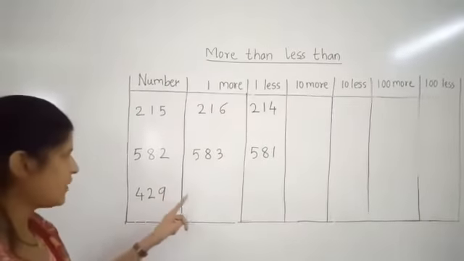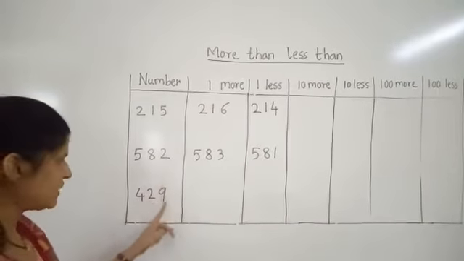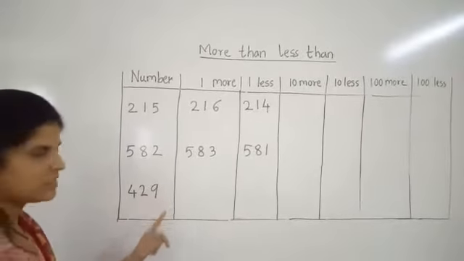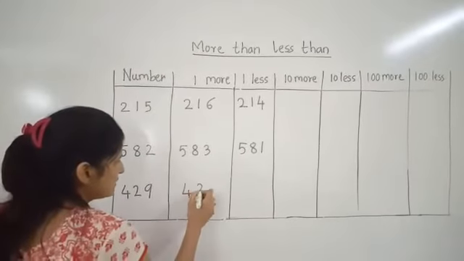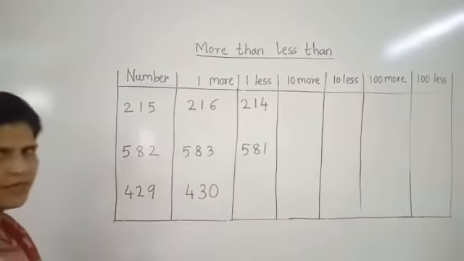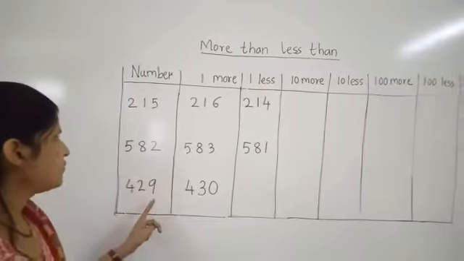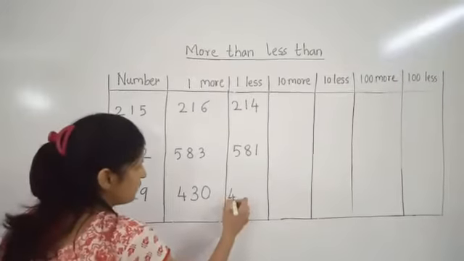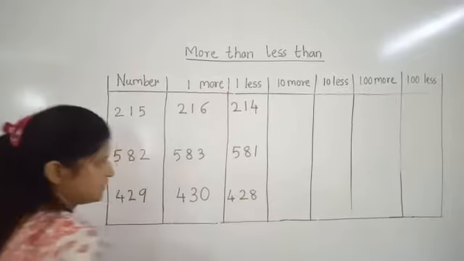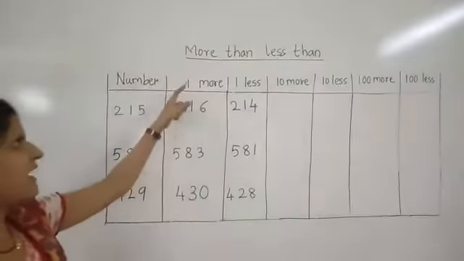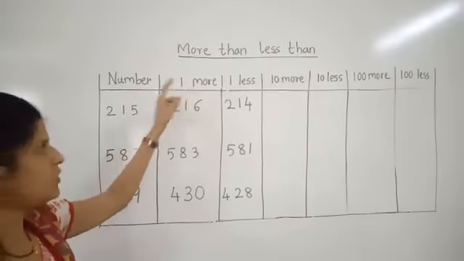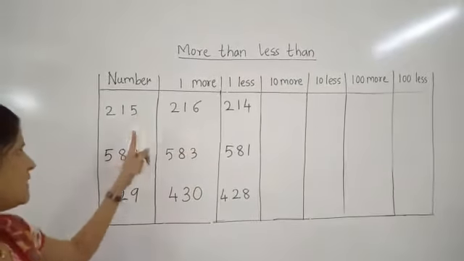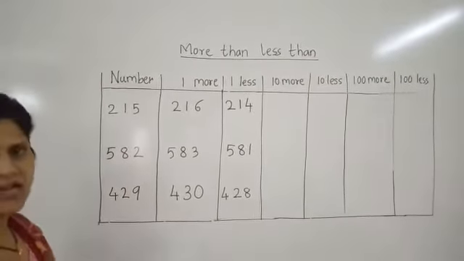Okay. Now the next number is 429. For 1 more you have to add 1 in the ones place. 429 plus 1, what will it be? 430. And 429, 1 less, that means minus 1 in the ones place, will be 428. Have you understood? You have to add 1 when there is 1 more in the ones place digit, and you have to subtract 1 from the ones place when they are asking about 1 less.